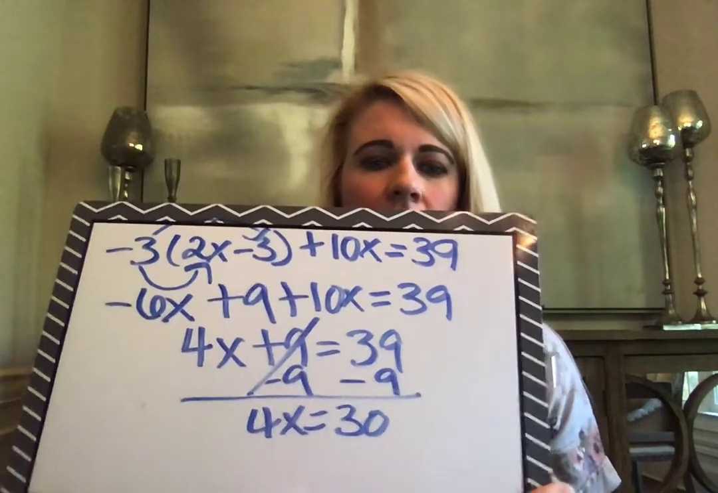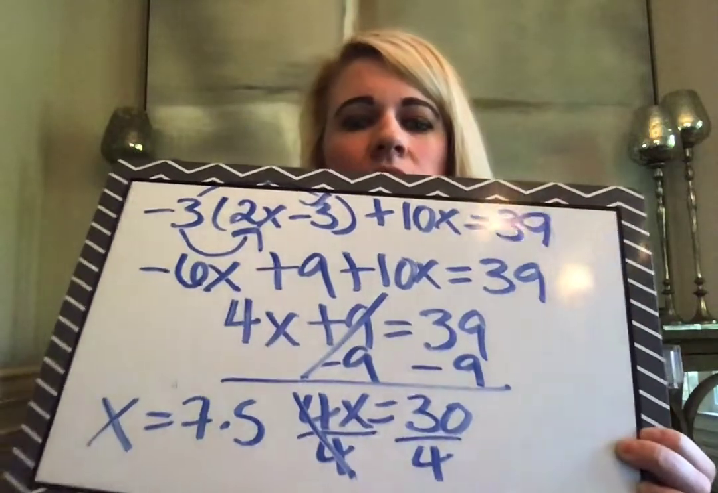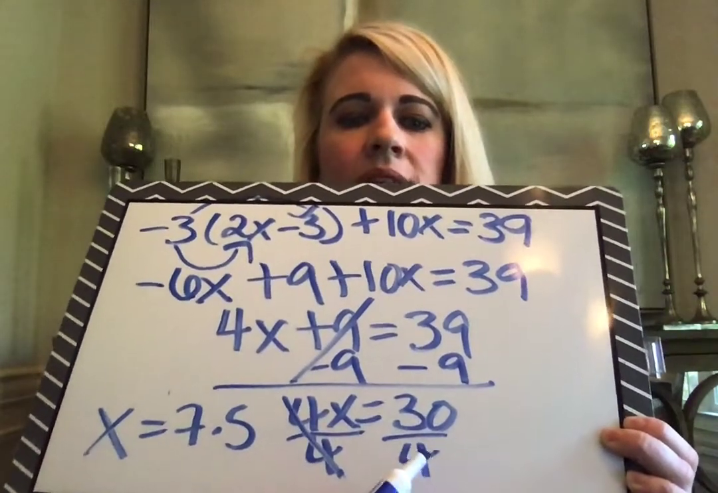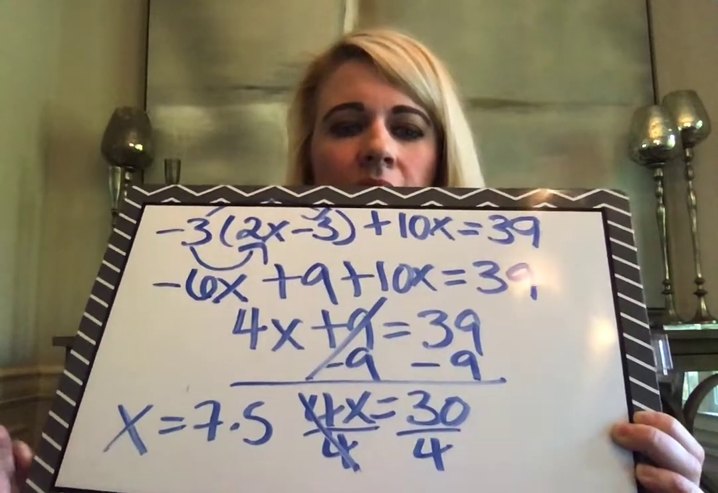So type in your calculator, 30 divided by 4. You won't get a whole answer. And what does your answer equal? You should have gotten 7.5. So divide by 4 on both sides. 30 divided by 4 is 7.5. So x equals 7.5.